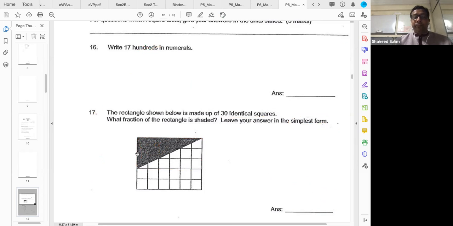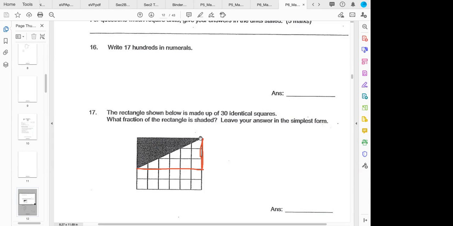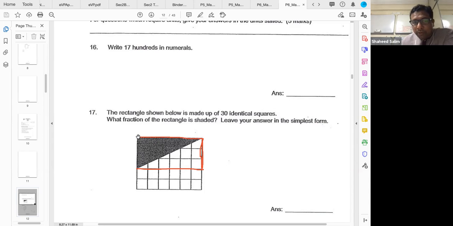How to find 9. Okay, you must know that this part down here, I draw a rectangle. Can you see that the black part is actually half of the red rectangle? It's half, right? So now you count the number of squares in the red rectangle. 1, 2, 3, 4, 5, 6, 7, 8, 9, 10, 11, 12, 13, 14, 15, 16, 17, 18. So 18 divided by 2, you get 9. 9 is the black part.